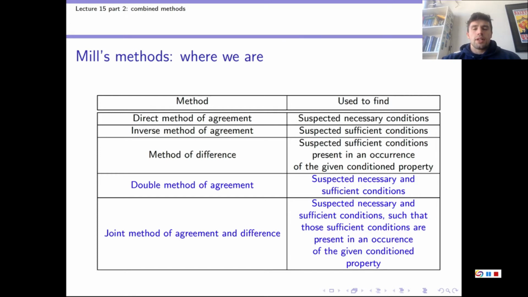Now, rather than painstakingly go through examples that are very similar to what we've seen so far, I thought it would be better if we discover how these combined methods work together, instead of me just telling you how they work. So the idea is very simple. You just combine each of the methods involved in each one, and you apply them both to the occurrences in a given property table. So let's start by looking at how to apply the double method of agreement.